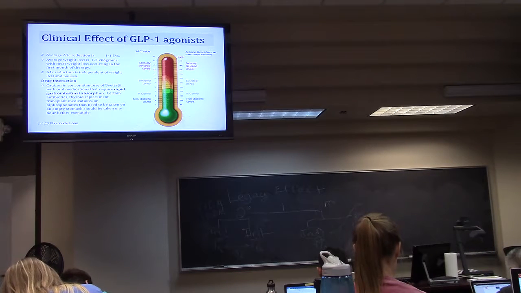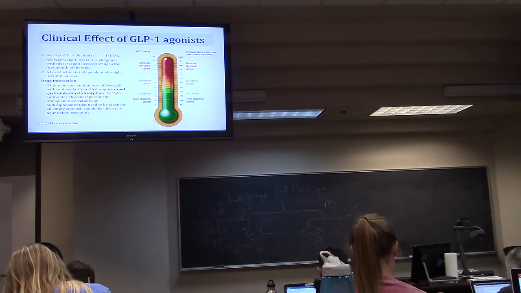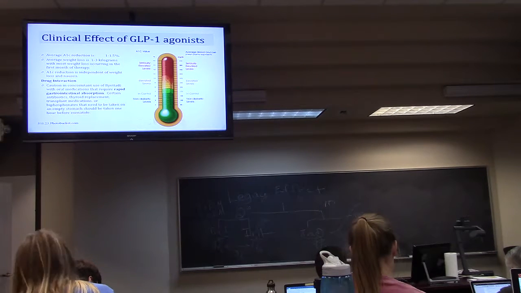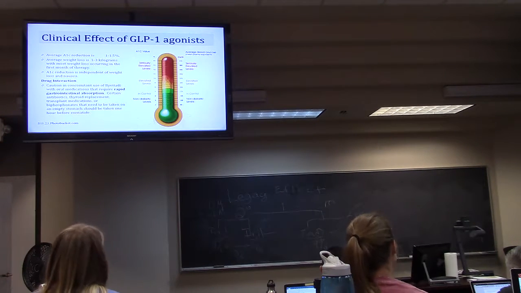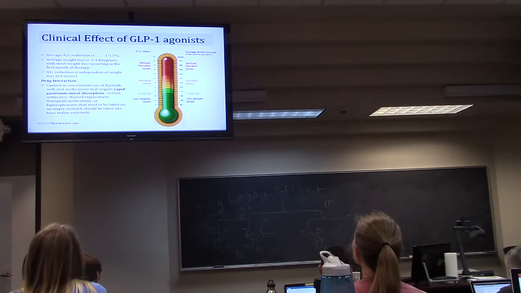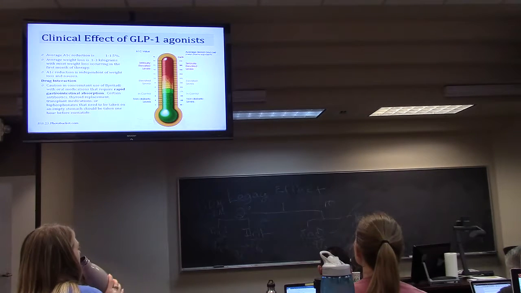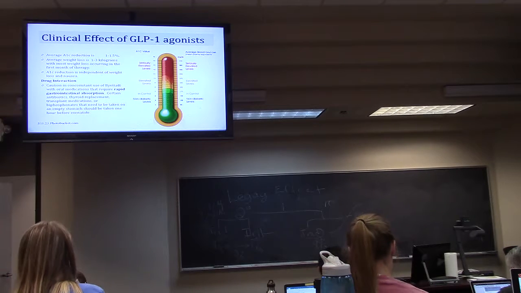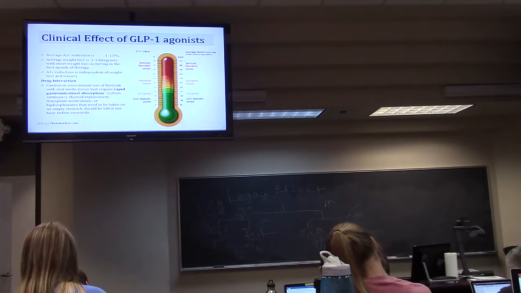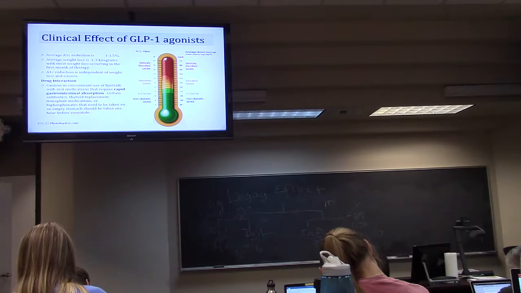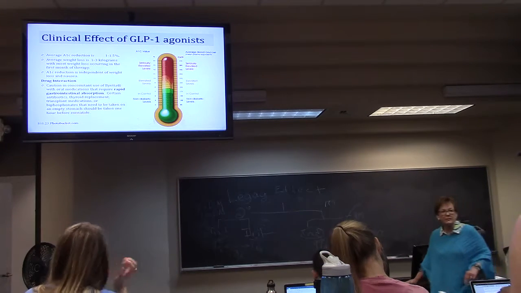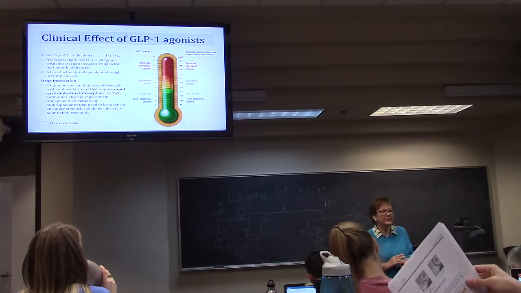In the handout, it says the average A1C drop is 0.9%, but the PowerPoint says 1 to 1.5. The difference comes from the different drugs. So Byetta is about 0.9. The others had different ones. I would remember about 1% on average. But I'll tell you what, I've seen some big drops. If it really impacts their eating, you'll see even bigger. So on average, about 1%.